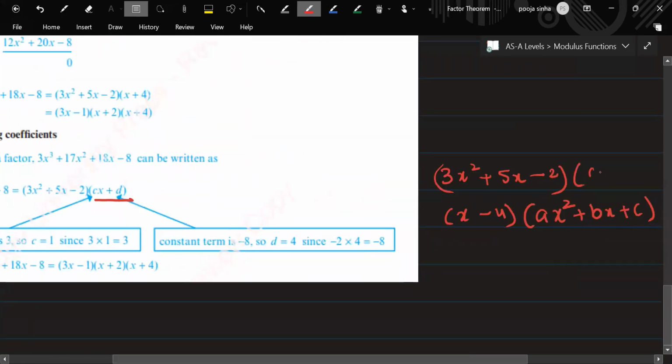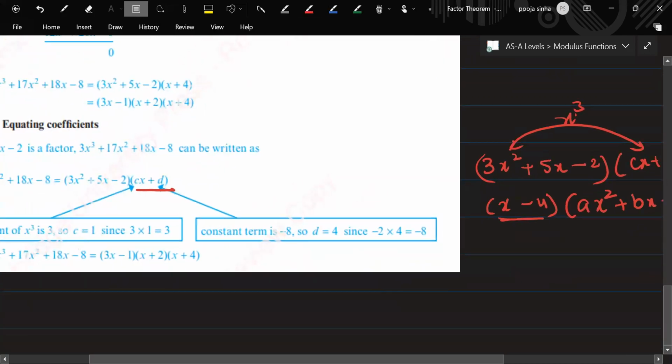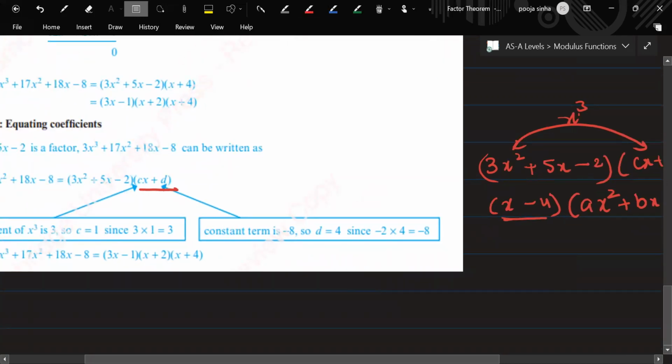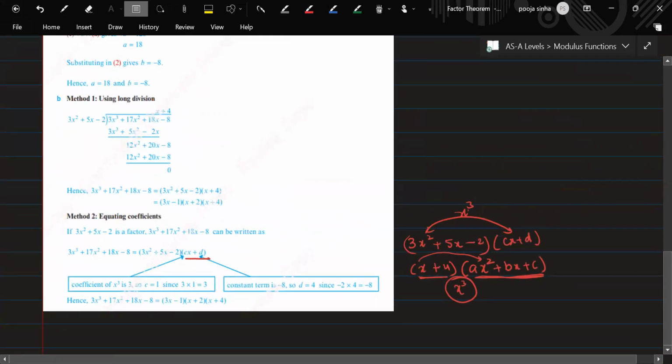That's because this multiplied by this will give you x cube. But if x minus 4 would have been given to us, which is also one of the factors for this, x plus 4, then you would have taken the other one as this one, because x multiplied by this would again give you x cube. Did you get my point? Okay, sure.